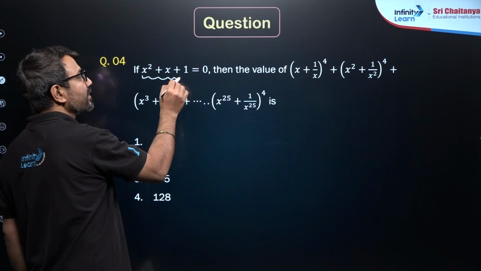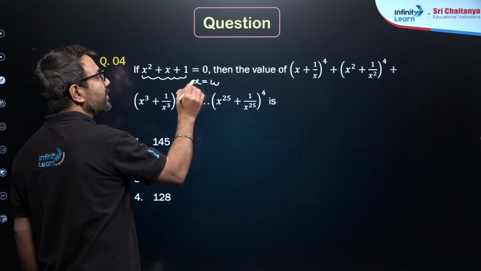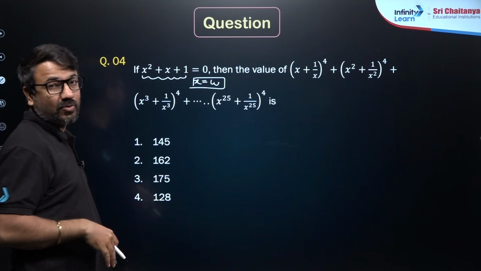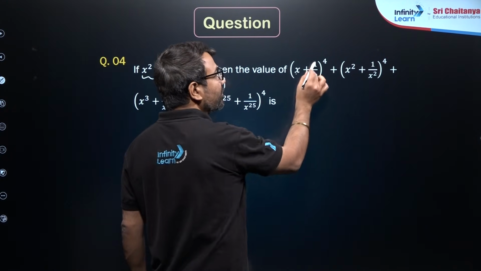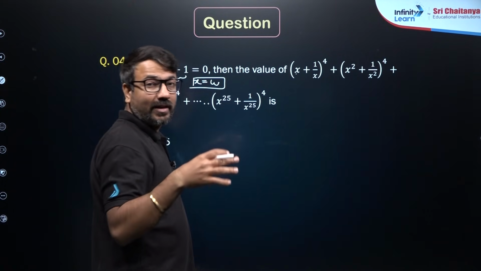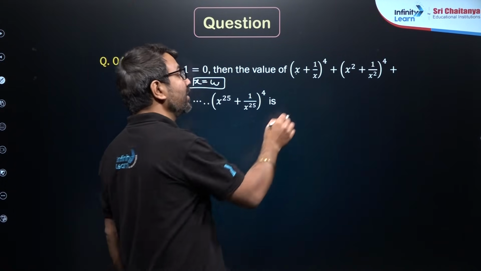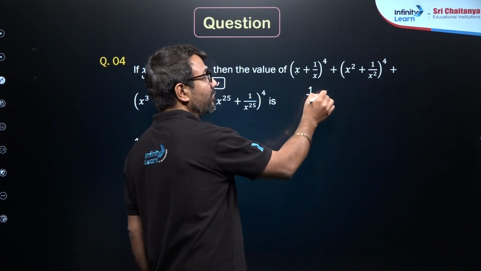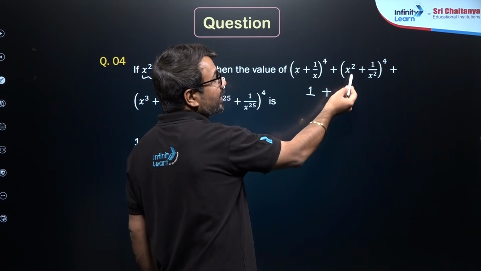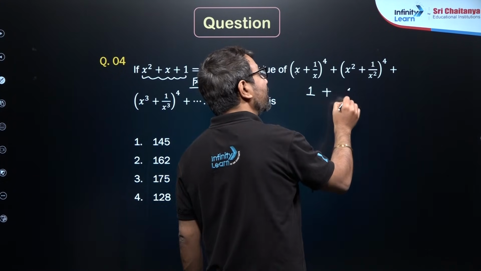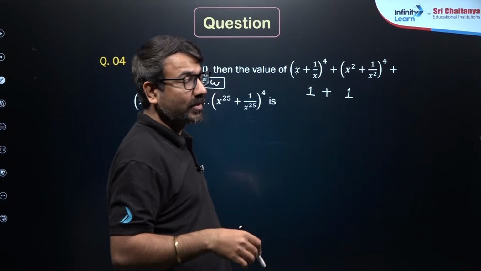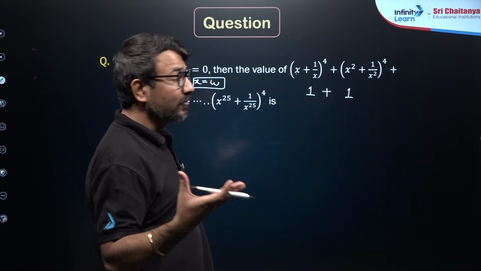X square plus x plus 1 will have the roots x equals omega as well as omega square. But let's take omega only. If you replace here omega plus 1 upon omega, so omega plus omega square is minus 1, but with the power 4 it will become plus 1. Again we have omega square plus 1 upon omega square. Again the inner function will be minus 1, but minus 1 raised to the power 4 will be plus 1.